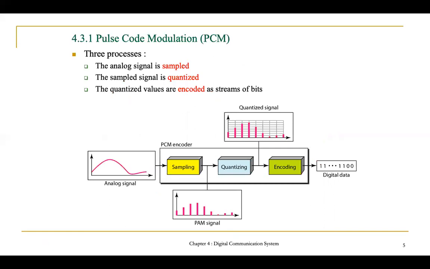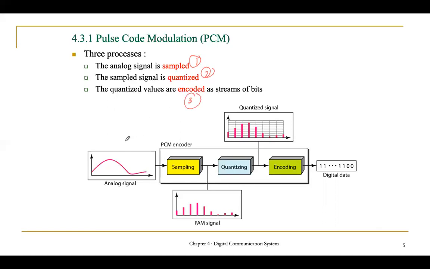Okay, so for pulse code modulation, there are three main processes. The first process is sampling, where the analog signal is sampled. The second one is quantizing, and the third is encoding.